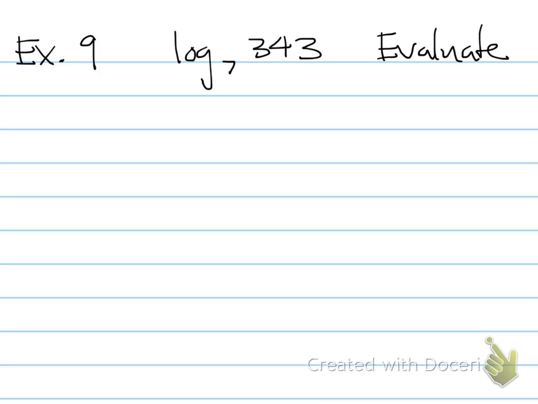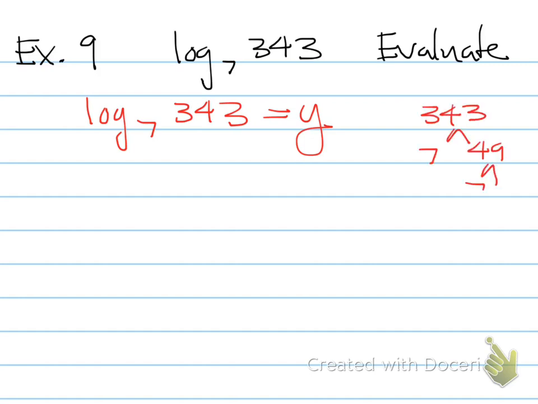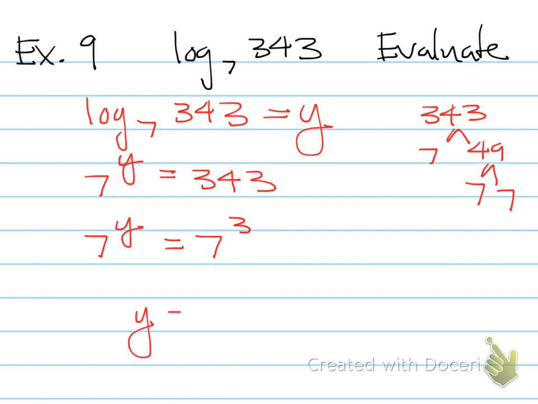Next, we've got log base 7 of 343, so we're going to set that equal to y. Rewrite it in exponential form. When we write that in exponential form, we'll have 7 to the y power equals 343. And 343 is just 7 to the third power. So I have 7 to the y equals 7 to the third power. The bases are the same, so you can set the exponents equal to each other. You get y equals 3.